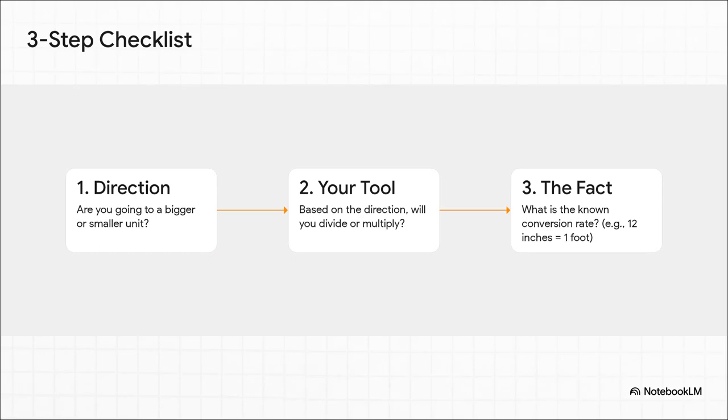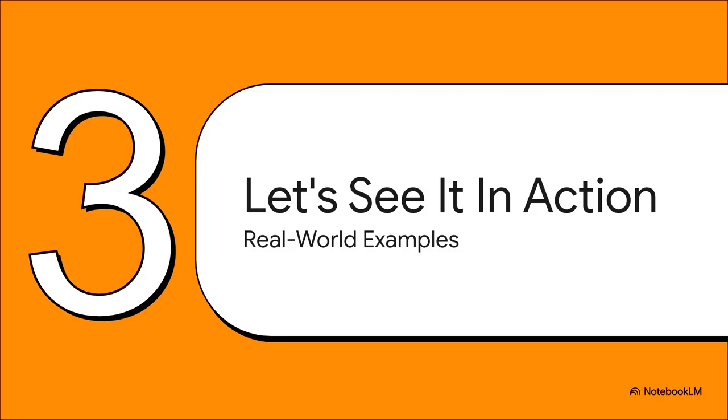And putting this rule into action is as easy as a quick 3-step checklist. First, identify your direction. Are you going to a bigger unit or a smaller one? Second, choose your tool. Based on that direction, will you divide or multiply? And third, find the fact. What's the actual conversion number? Like 12 inches equals 1 foot. All right, enough talk. Let's actually put our golden rule and that 3-step checklist to the test with a couple of real-world examples.